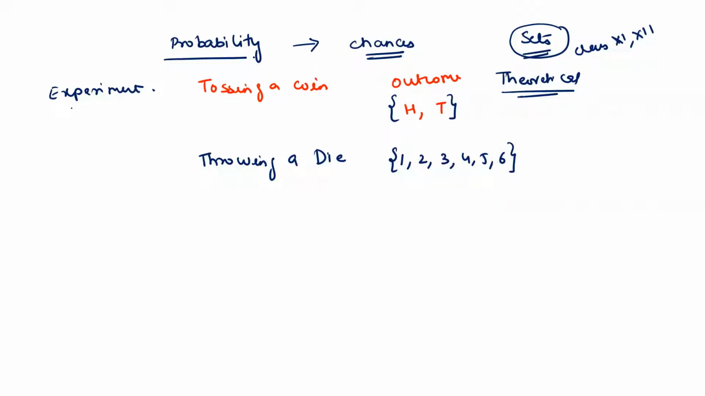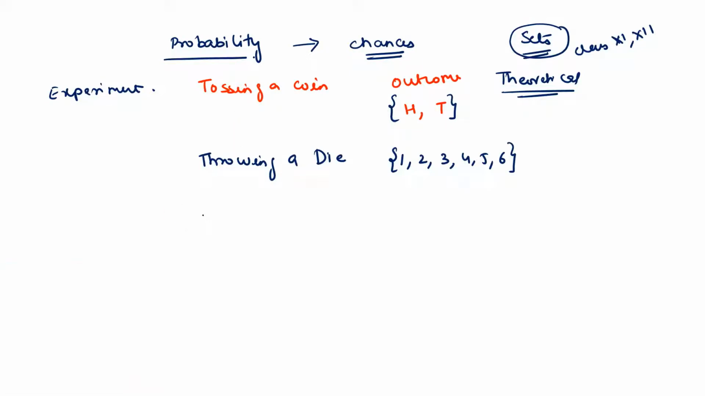You understood what the experiment is? Any operation which can give you well-defined outcomes. I know the outcomes before. I will not get any other outcomes other than these outcomes, right? Do you agree with this? Do you agree with this experiment?